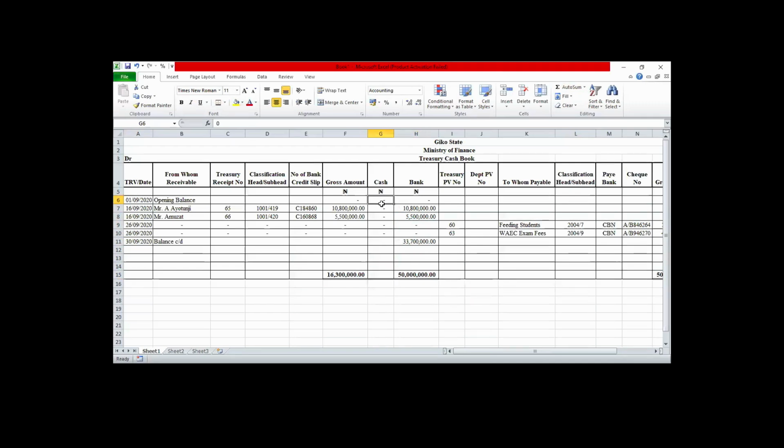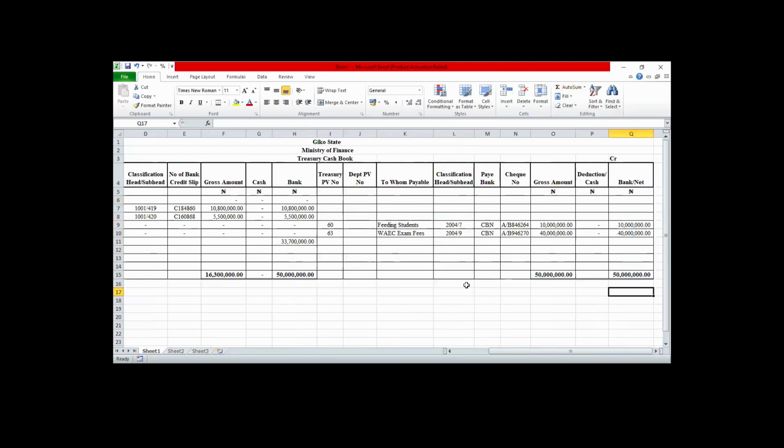Nothing at this side also. Likewise at the credit side. We also close it. Likewise, this one also. Don't have any transaction in here. Any question on this part?